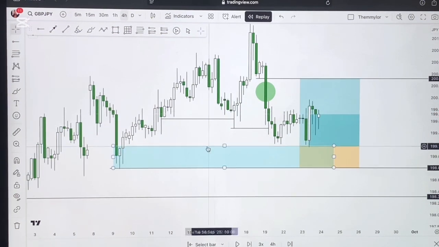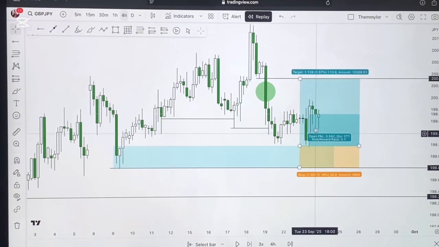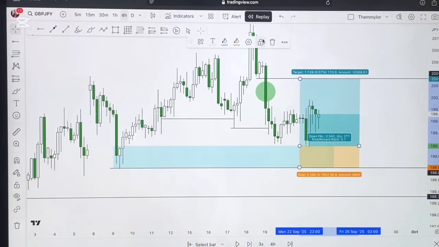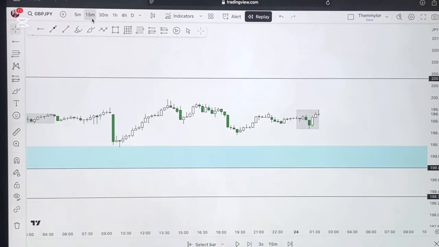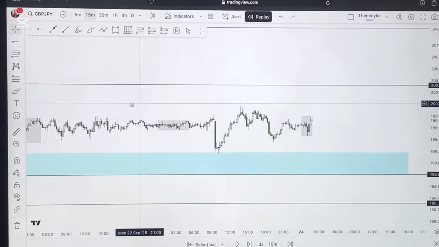Okay, but because this low was broken and we are not sure if markets will continue down, we can then wait for a confirmation entry. So now let's move to the lower time frame, the 15 minutes time frame.